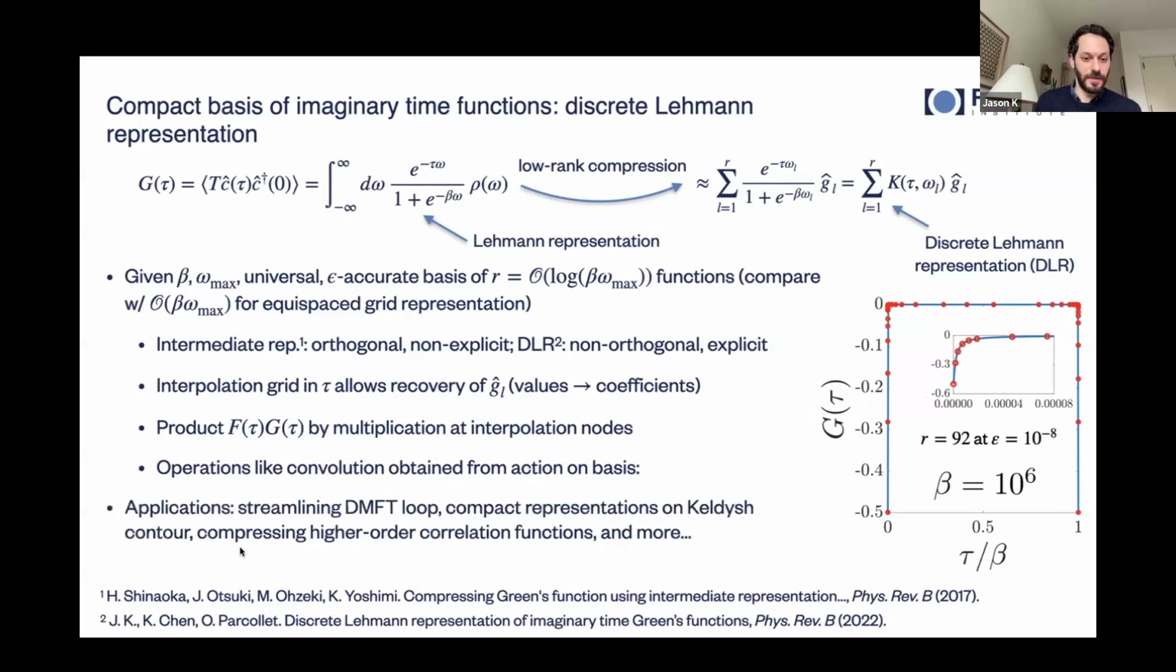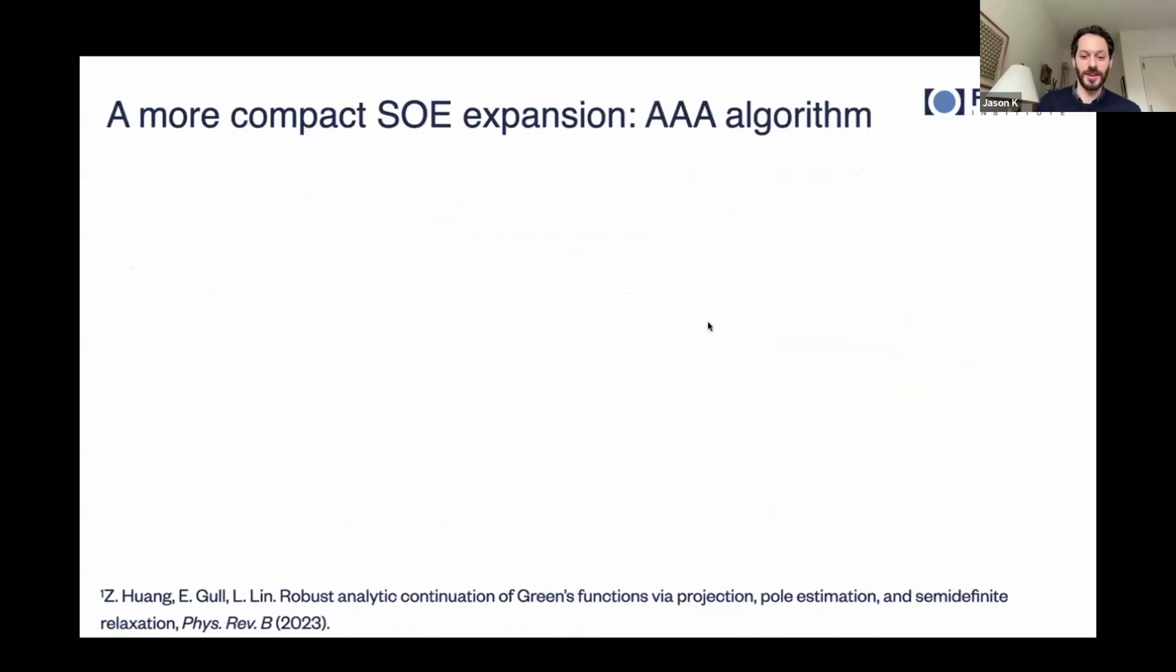So having an explicit basis of exponentials is nice, partially for reasons like this. Good. There have been a variety of applications of this in the past few years. For example, streamlining certain steps in the DMFT loop using these kinds of compact grids, representing the imaginary time leg of the Keldysh contour efficiently, compressing higher order correlation functions, and others. And today I'm going to be talking about another application, which is diagrammatics. But first, let me tell you about the other category of efficient representations of these functions.